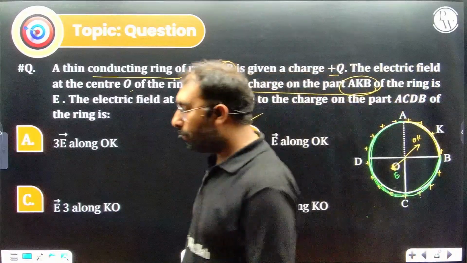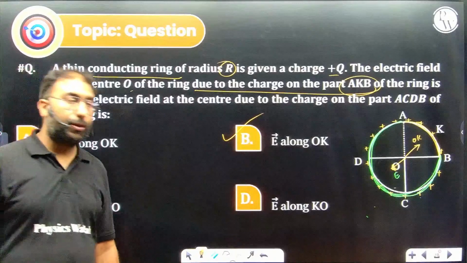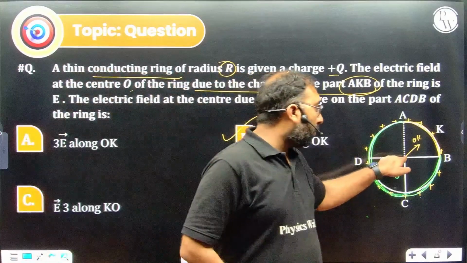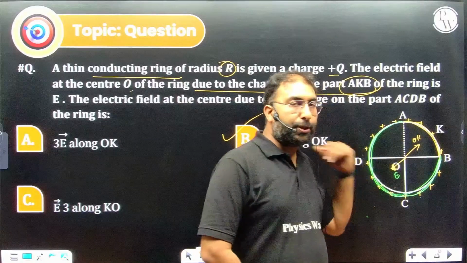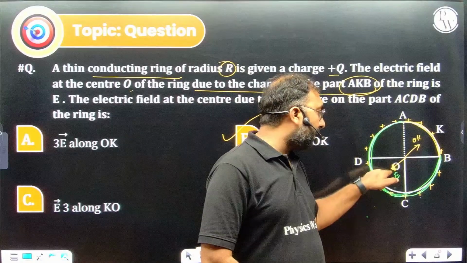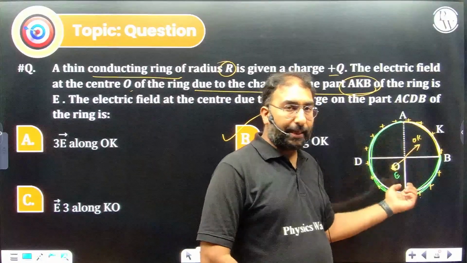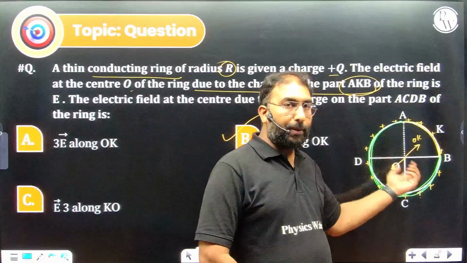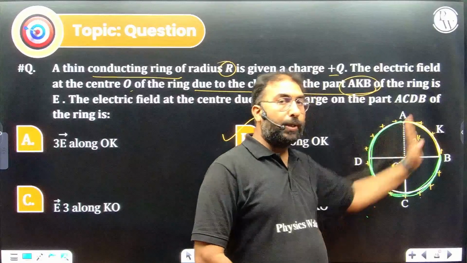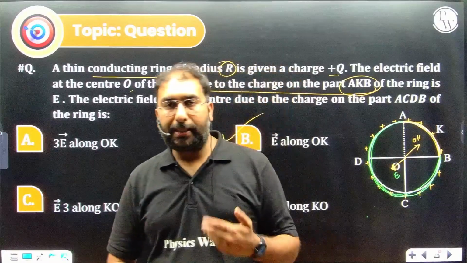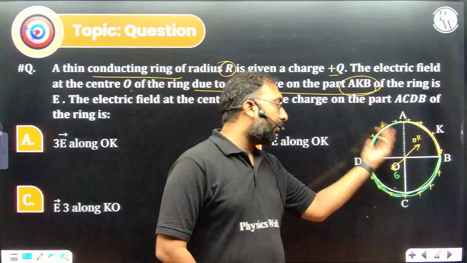I hope you understood this question. Because the net electric field at the center has to be 0, the total electric field at point O, because of this green part and this yellow part, has to be 0. So if this electric field is E here, this also has to be E, and it should cancel it. Then only it will become 0. So if it is E along KO, it should be E along O to K, so that magnitude wise they are equal and direction wise they are 180 degrees opposite to each other. So the net will become 0.